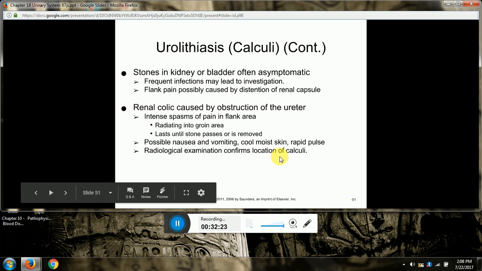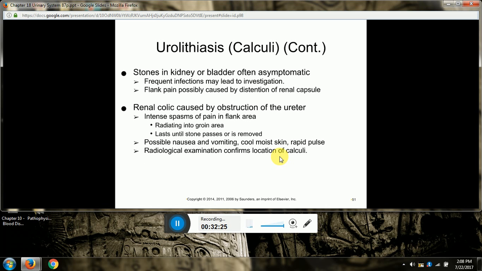Stones in kidney or bladder can be asymptomatic, especially if they're very small. They could lead to sometimes some flank pain, which would be pain on the sides, especially if there's anything causing distension or stretch of the renal capsule. Renal colics are a problem if there's obstruction of the ureter.